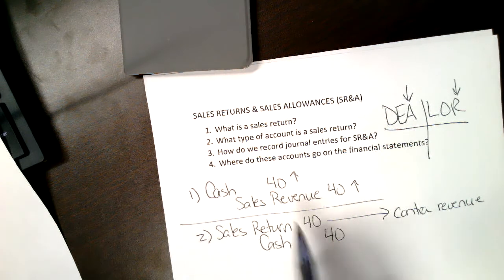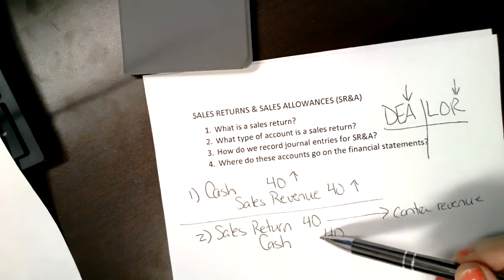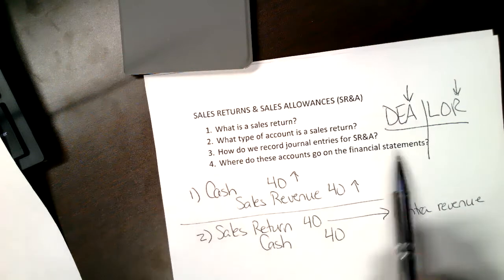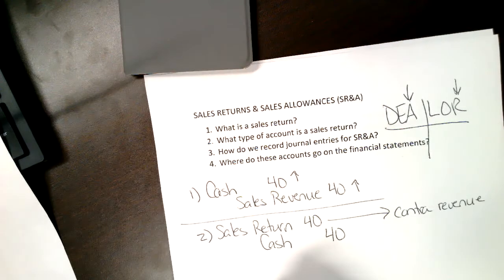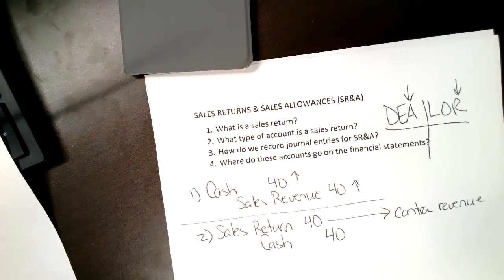So how do we record it? That's recording it. Where do these accounts show up on the financial statement? Well, go back. Remember, I said the income statement is made up of revenues minus expenses, and that equals the net income.